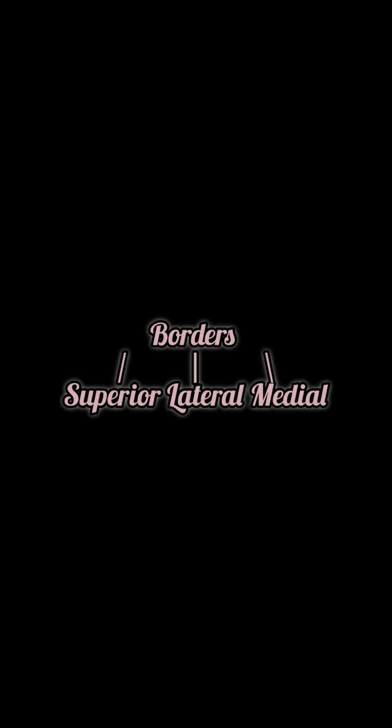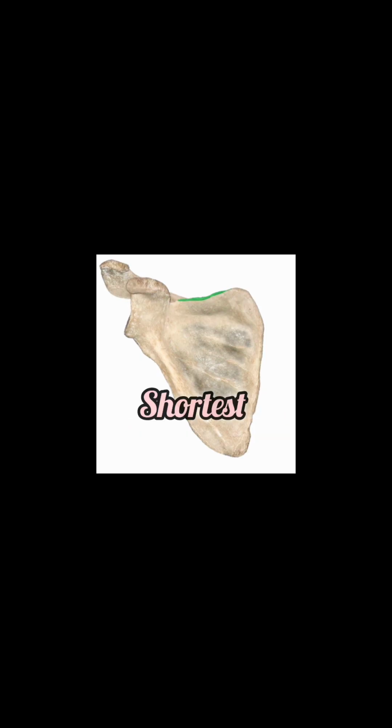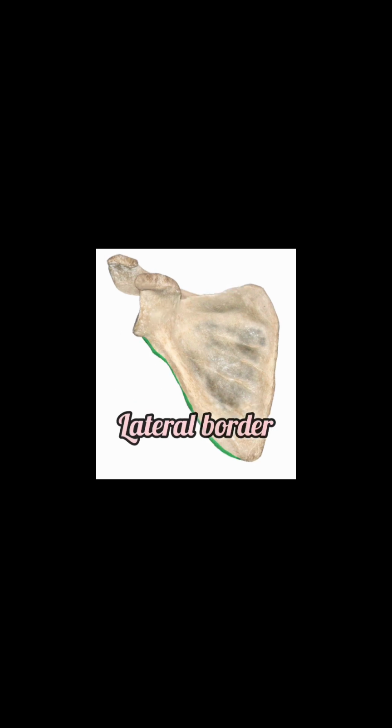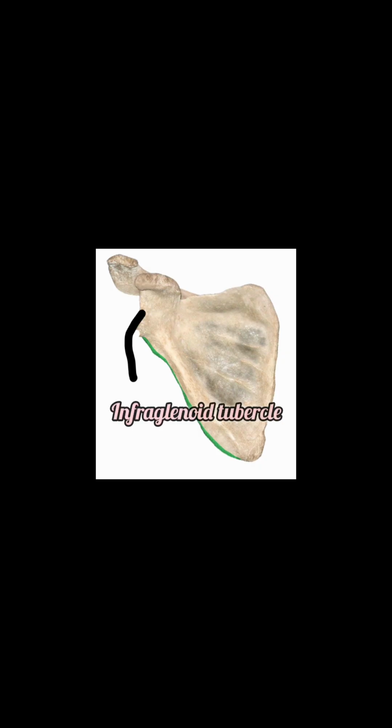Superior border, lateral border, medial border. The superior border is shortest, and near the root of the coracoid process it presents the suprascapular notch. The lateral border is thick. At the upper end it presents the infraglenoid tubercle. The medial border is thin. It extends from the inferior to the superior angle.